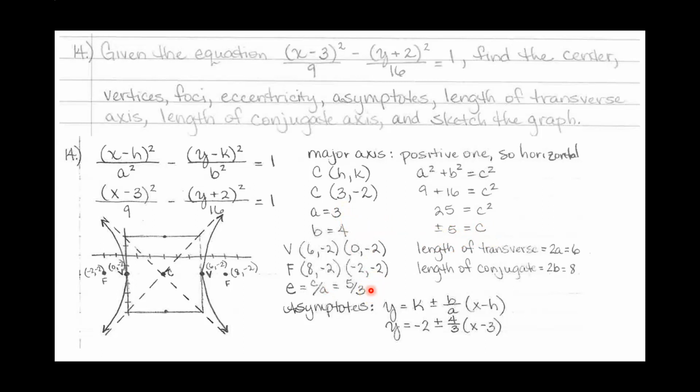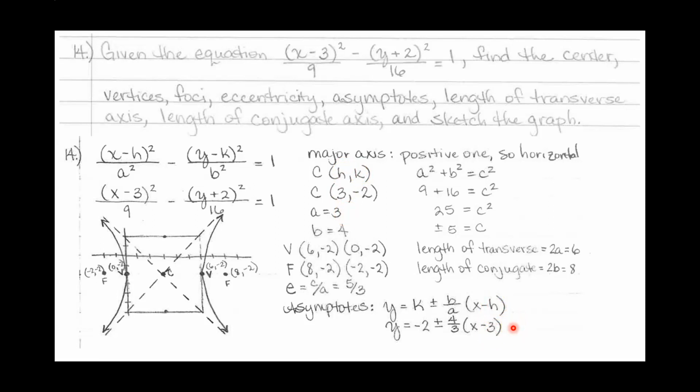Asymptotes, when our major axis is horizontal, this is the equation for our asymptotes. So let's plug in k. k was -2. b over a. b was 4, a was 3, so 4/3. And h was 3, so we'll put 3 in for h. So there's the equation for our asymptotes.